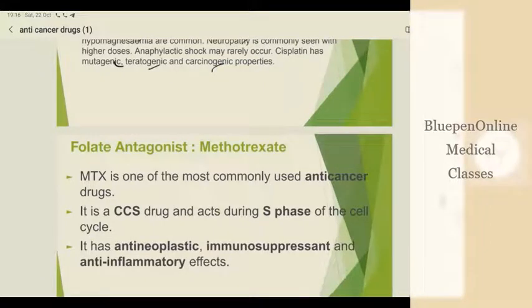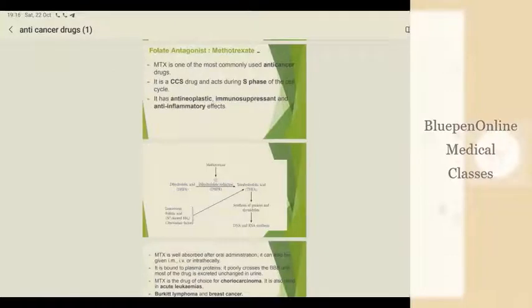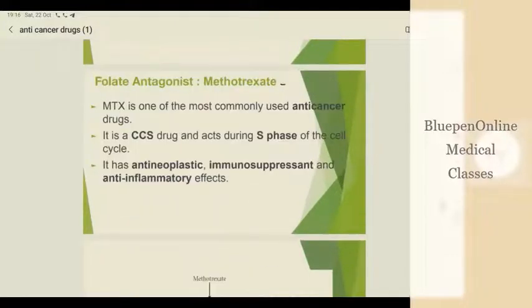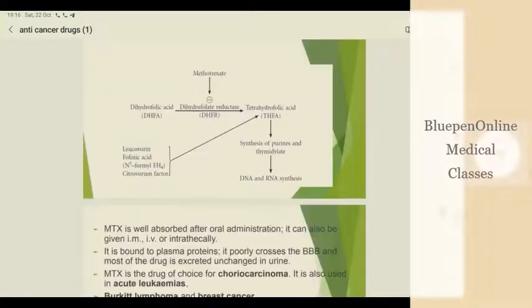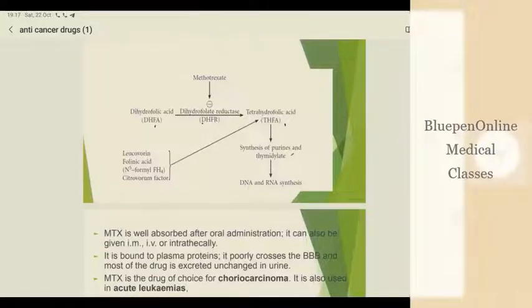Next one is the folate antagonist, methotrexate. This we have already learned in rheumatoid arthritis. It is a cell cycle specific drug and it acts during the S phase of the cell cycle. It has anti-neoplastic, immunosuppressant and anti-inflammatory effects. Here DHFA is converted to THFA with the help of the DHFR enzyme, which is inhibited by methotrexate. This affects synthesis of purines and thymidylate, and so DNA and RNA synthesis. This is the mechanism of action of methotrexate.